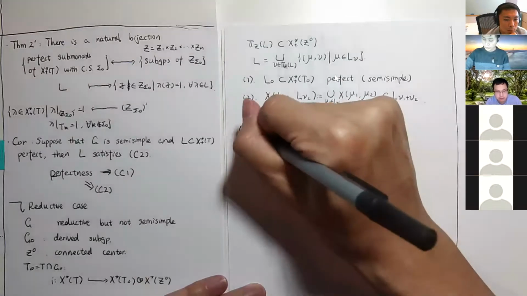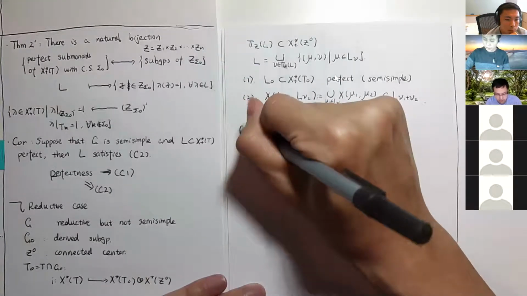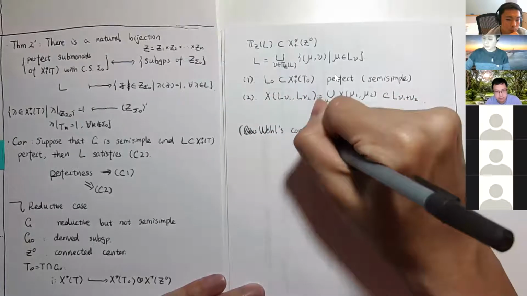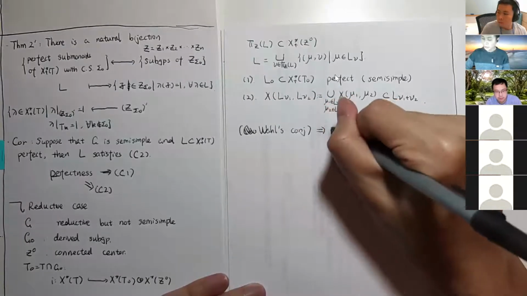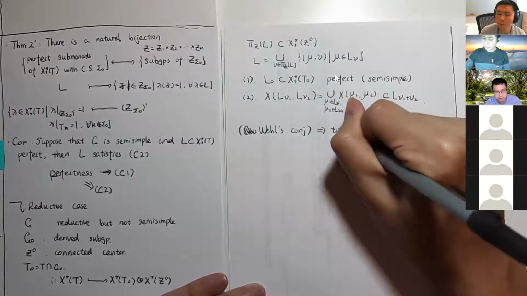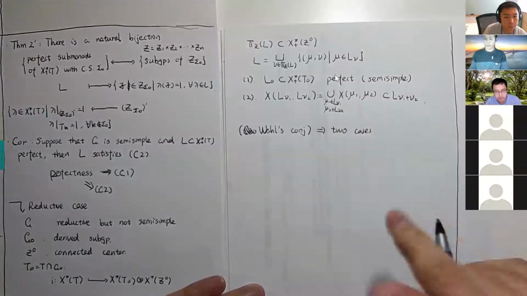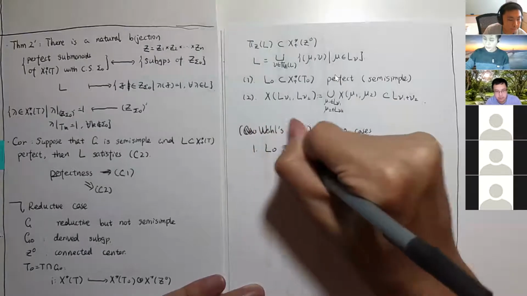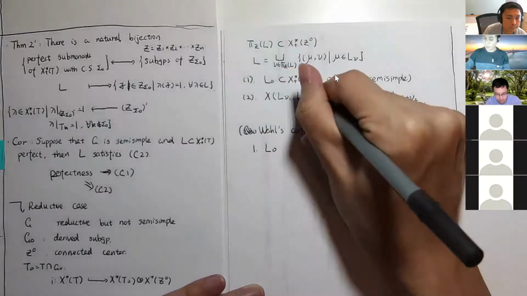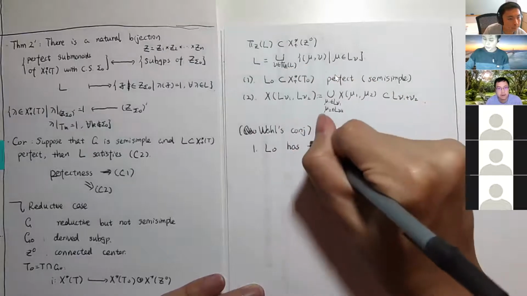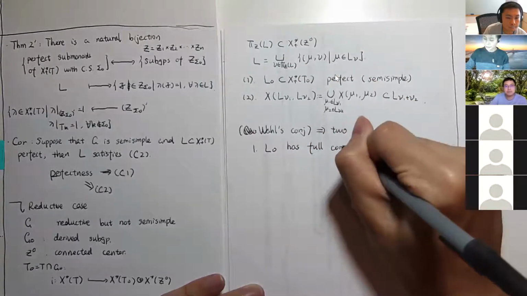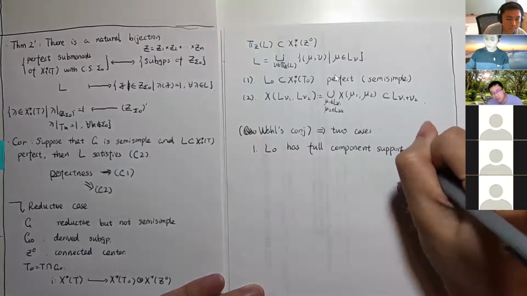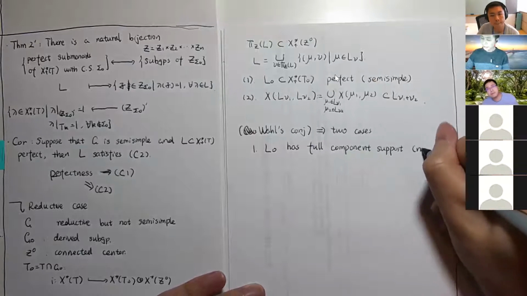And what we want to use is the counterpart of Vinberg's conjecture. And by that, we can decompose the general case into two cases. We just need to deal with these two cases, and then we can have the general case. So the first one is when L0, which is a perfect submonoid of this one, has full component support. So this is a semi-simple case, and this case is done.